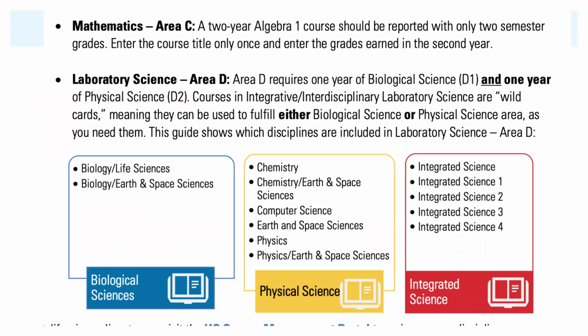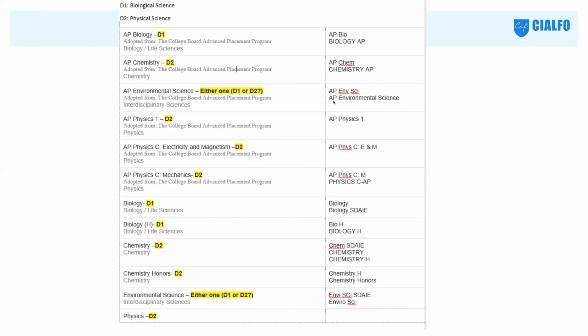And then for the laboratory science section, I just wanted to highlight this section, area D. It requires 1 year of a biological science and 1 year of a physical science. So there are 2 different sections that you have to assign a letter grade to, D1 and D2. Then there are some interdisciplinary sciences that we offer that fulfill either D1 or D2. They give you some examples here on the CSU application guide, and I can send that out to you all. I also have this nice little handy document that I created, and it tells you where each course falls under. So if you're not sure, if you need help, just feel free to email me.